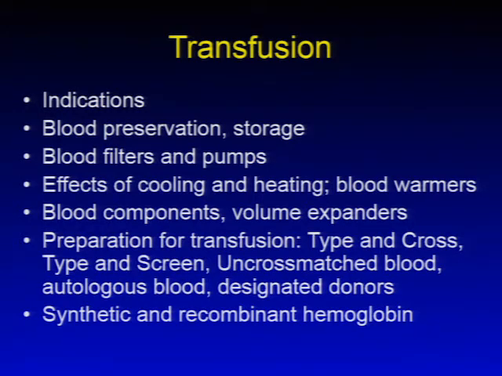It's important to talk about the components of blood. Again, I just want to give a very introductory slide so you know where we're going with transfusion medicine. We'll discuss the difference between a type and a cross and a type and screen, the amount of time it takes to complete both, autologous blood, and we'll briefly, very briefly, mention at least that there are synthetic and recombinant hemoglobin options available, although they're not in wide use in a lot of situations.